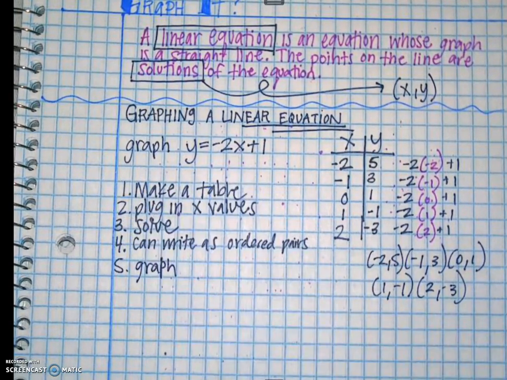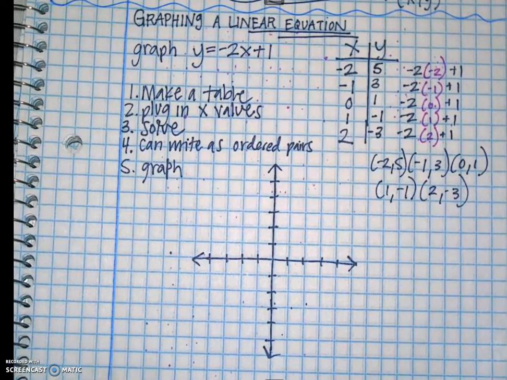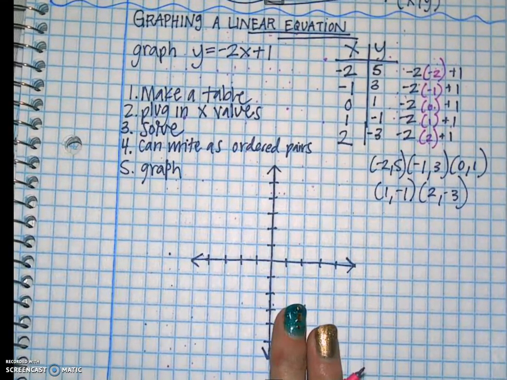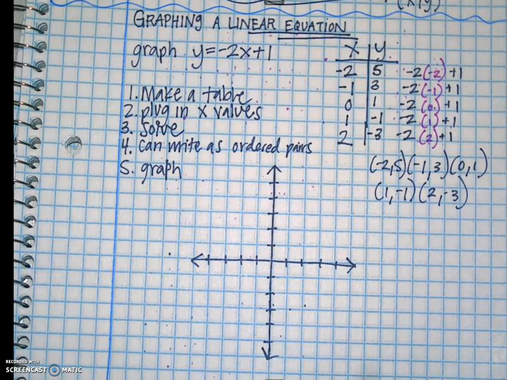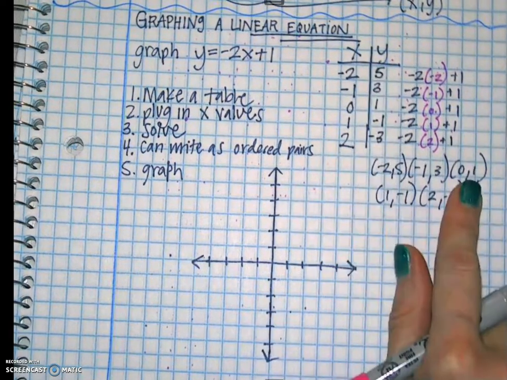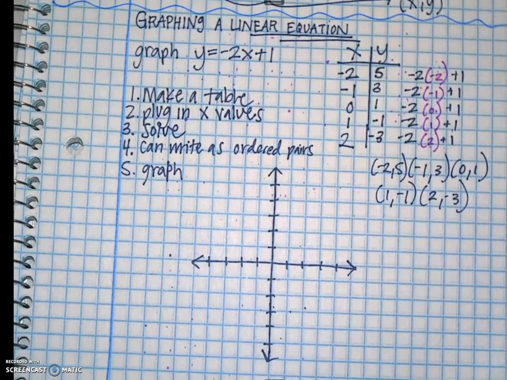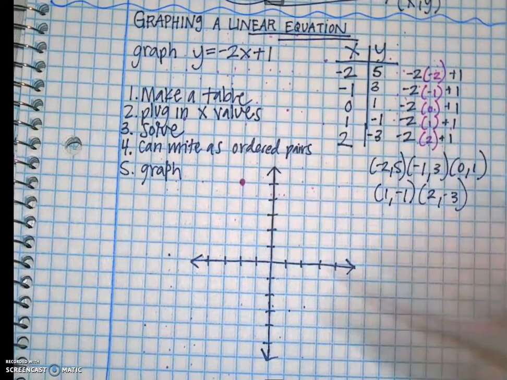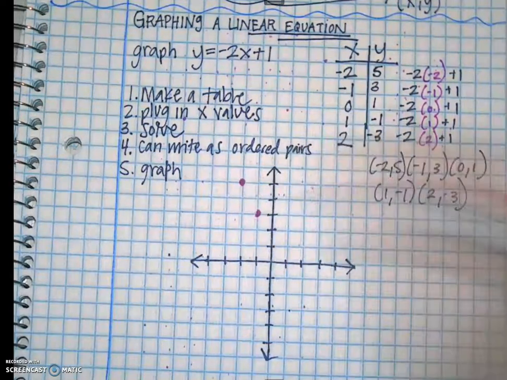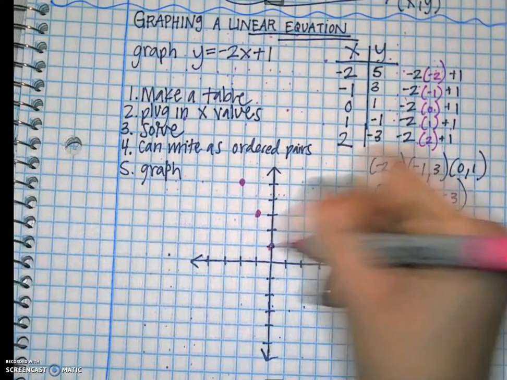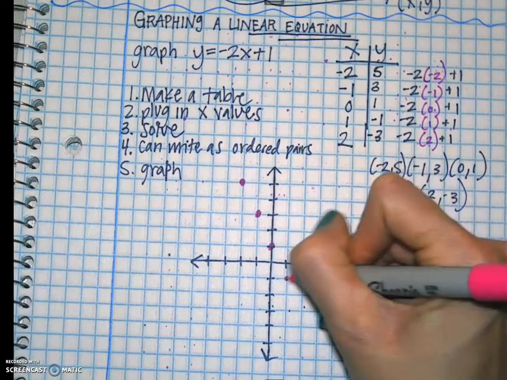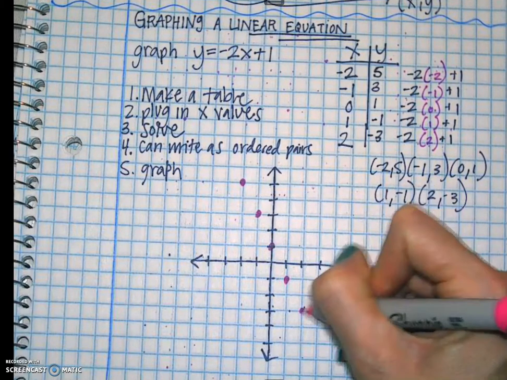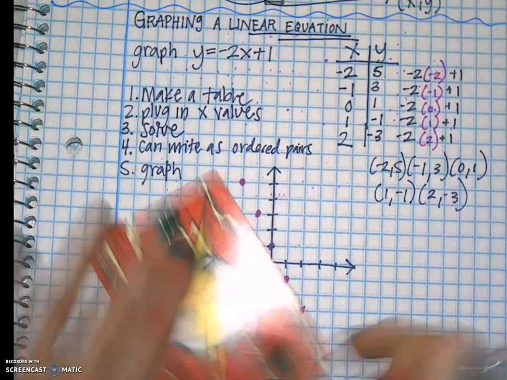Okay? So then I'm going to pause my video. I'm going to draw a graph. I would probably suggest that you do the same so that way you're not behind. So I drew my graph. Hopefully you did the same. And now what I'm going to do is I'm going to plot these coordinates. So these x's and y's gave me my ordered pairs. So now I'm going to put them on my graph. Okay, so I have negative 2, 5, negative 1, 3, 0, 1, 1, negative 1, and 2, negative 3. Okay? And then I'm going to draw my line through.